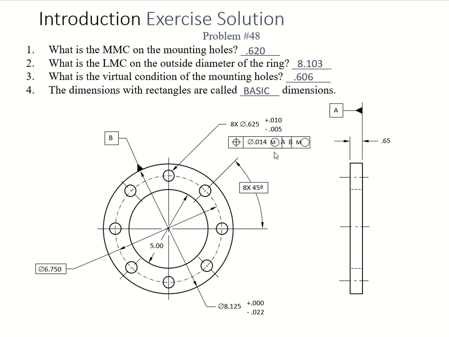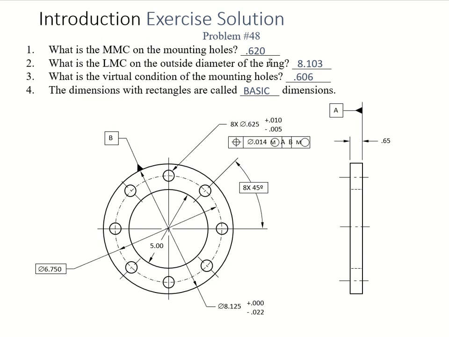Where is the MMC? We're talking about the mounting holes. Mounting holes are right there, so you know that you're dealing with around here. Here is your dimension, and here is your tolerance for this. And this we call the geometric tolerance. This is your regular.